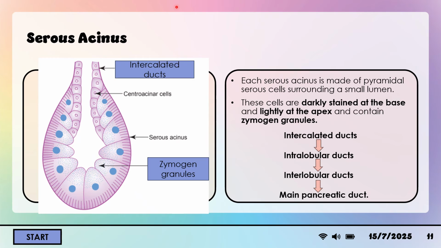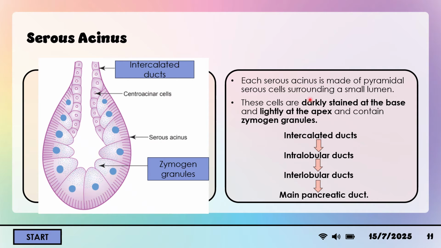Each acinus is made up of pyramidal serous cells with a small lumen. These cells are darkly stained at the base, as we see, and light at the apex, which has the zymogen granules.